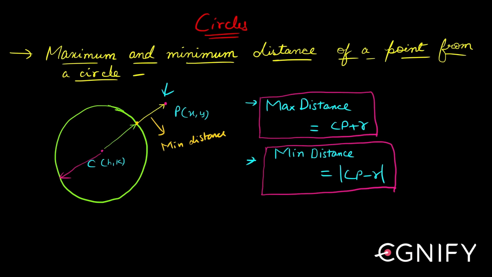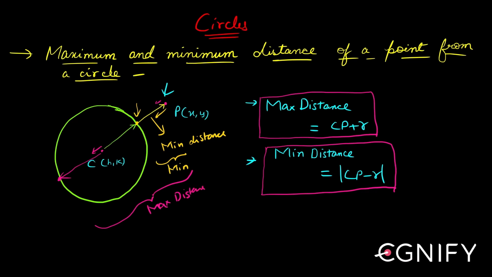So when you start traveling from the point P towards the center, you will first hit the circle at this point, right? So this is the shortest distance. So this is the minimum distance, right? Coming to the maximum distance. If you keep traveling from this point P towards the center, you reach the center, but you still keep traveling, you will hit the circle at this point, right? So this entire length is the max distance.